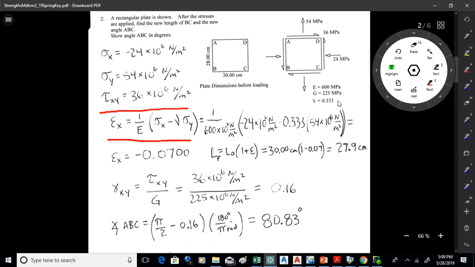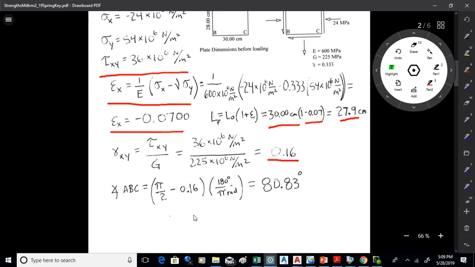We plug those in and we use E. So 1 over E times (sigma x minus nu sigma y). And that's negative 0.07. So that means the line from B to C there gets shorter by 7%. So that's 30 centimeters times (1 minus 0.07). That's 27.9 centimeters.